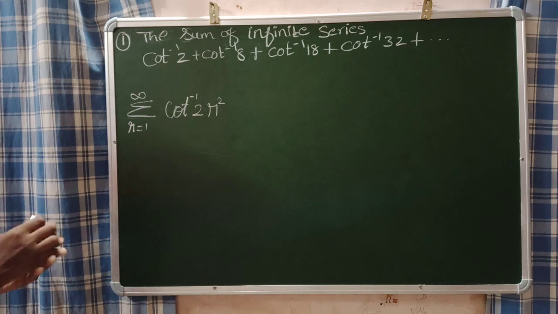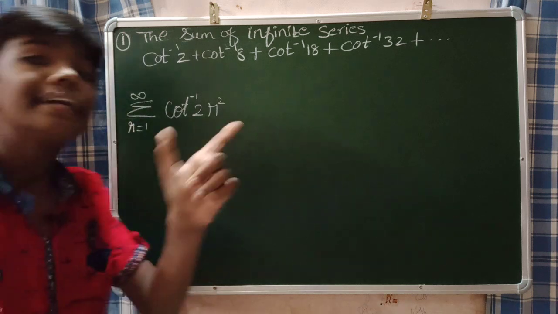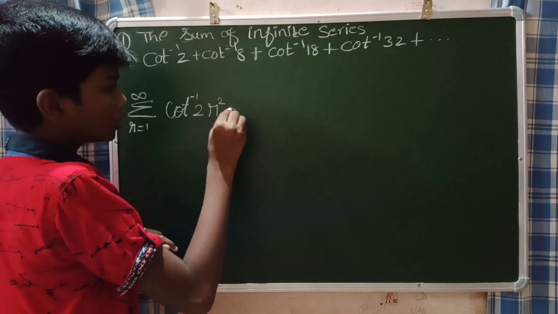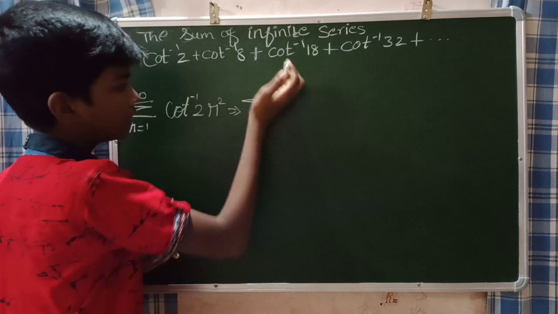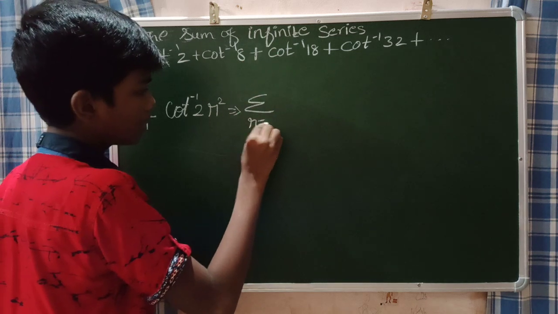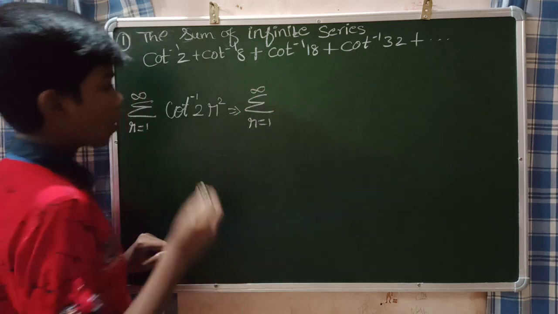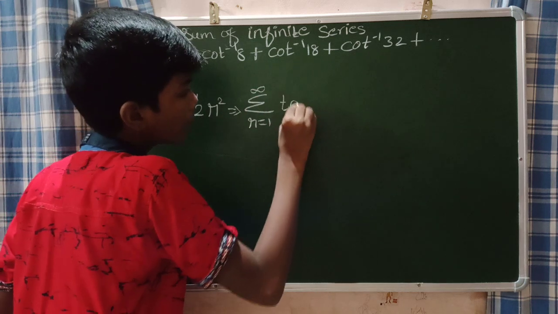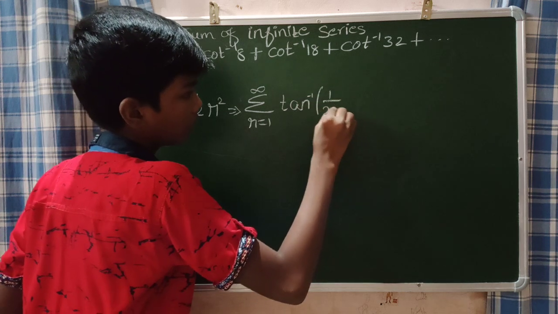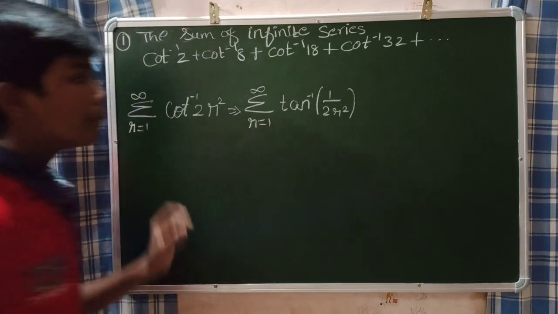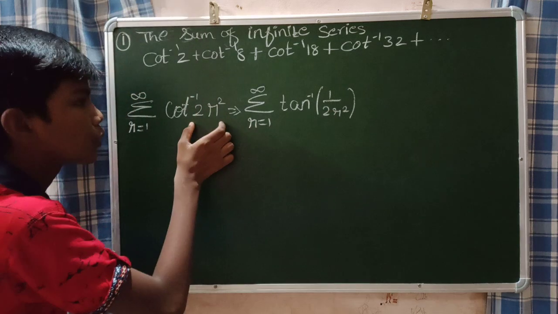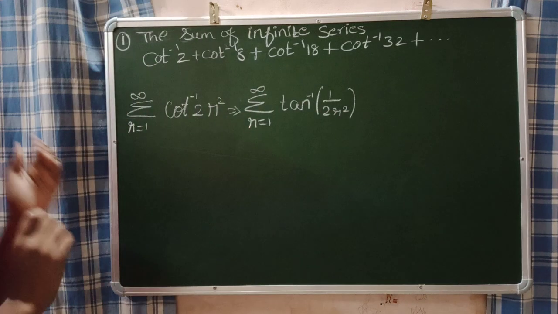Now guys, what I'm going to do is convert this cot inverse into tan inverse. How? See guys, the summation from r equal to 1 to infinity of cot inverse of 2r square becomes tan inverse of 1 divided by 2r square. This is what I wrote, because tan theta and cot theta are in a reciprocal relation. So the reciprocal of 2r square is 1 by 2r square. So that's what I did.